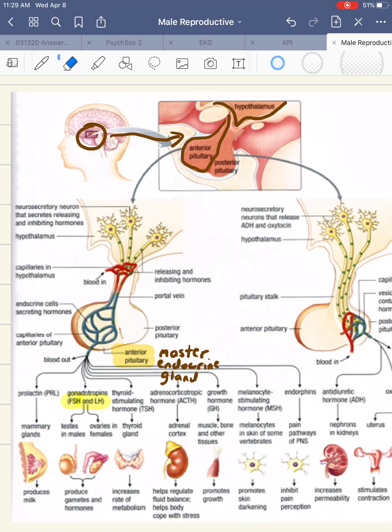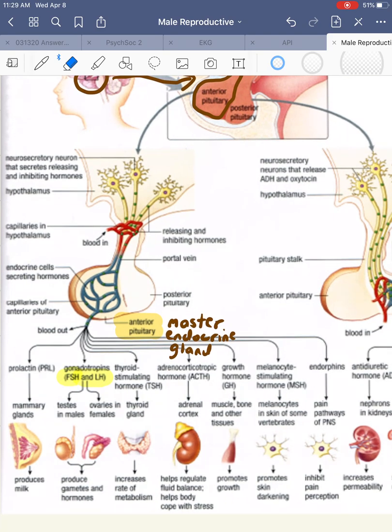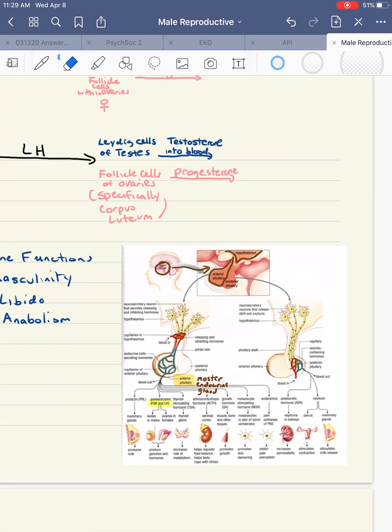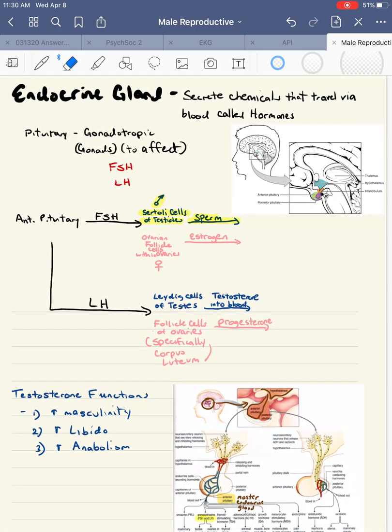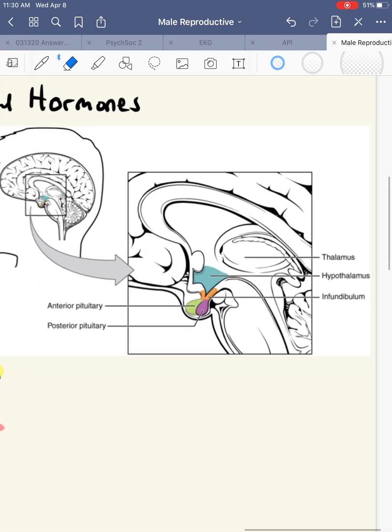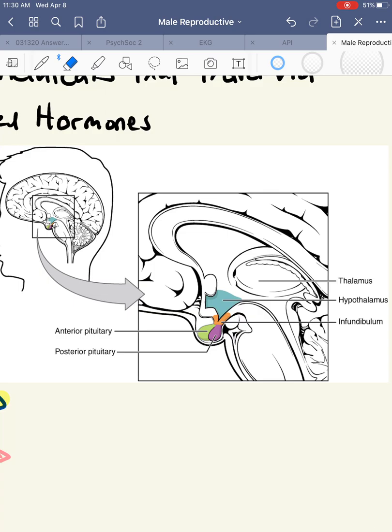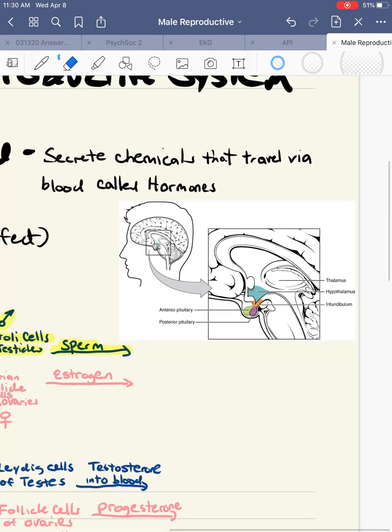Notice if you are a male, they are going to bind onto receptors around the testes. If you are female, they're going to bind onto receptors within the ovaries. Let's go back over here. Here's another diagram where the hypothalamus, which is in blue, will release some hormones which control the anterior pituitary, which is in green.